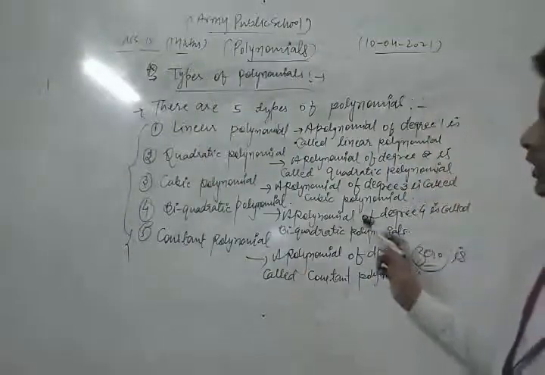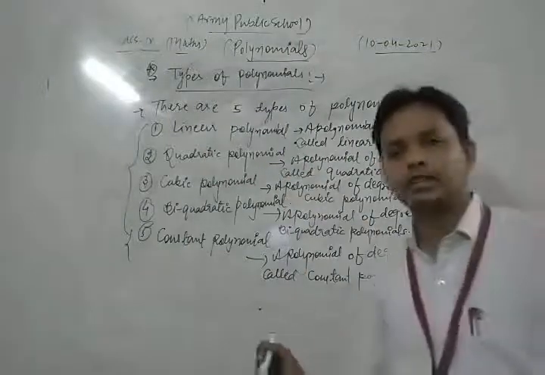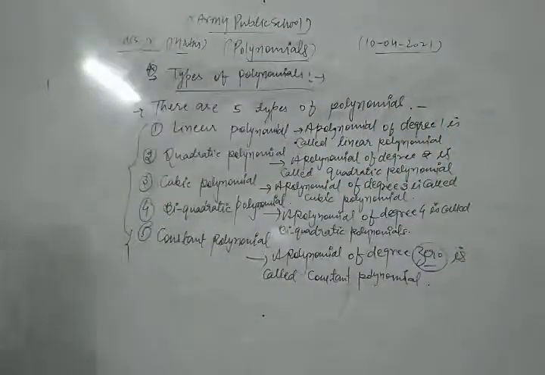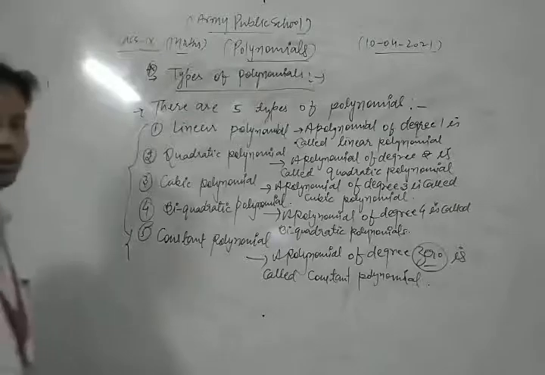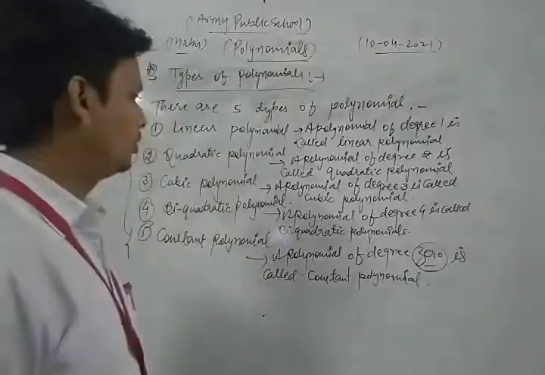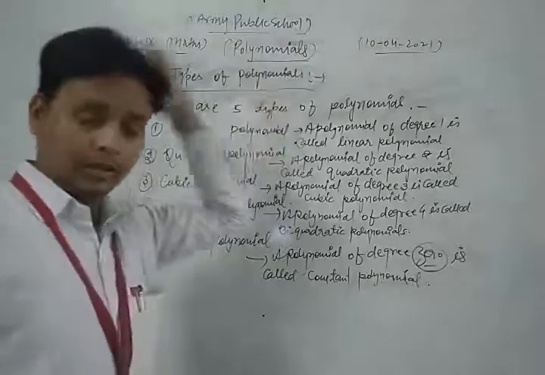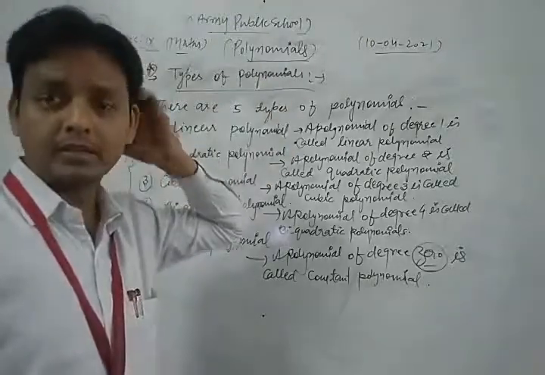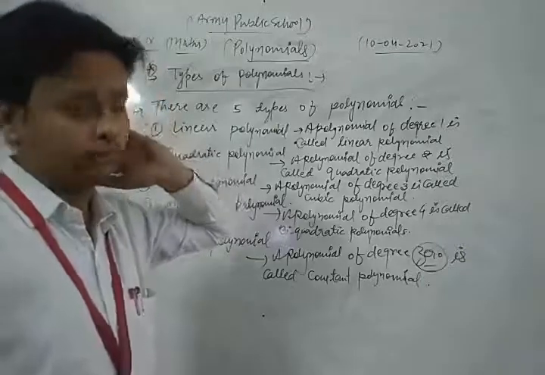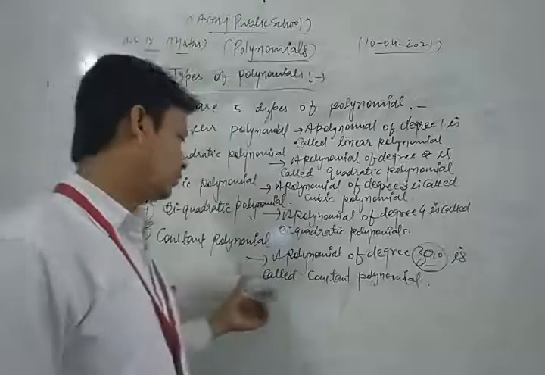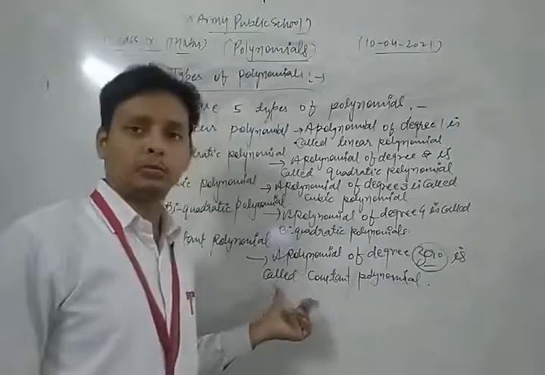So first of all, linear polynomial is what? A polynomial of degree 1. Okay, a polynomial of degree 1 is called linear polynomial. And a polynomial of degree 2 is called what? Quadratic polynomial, and a polynomial of degree 3 is called cubic, and a polynomial of degree 4 is called biquadratic, and a polynomial of degree 0 is called constant polynomial.